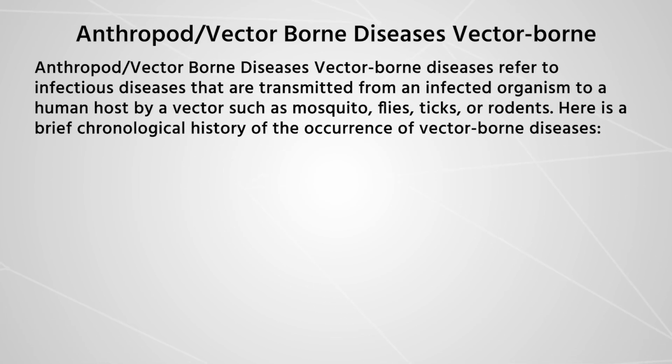Another type of communicable disease is arthropod or vector-borne diseases. These diseases refer to infectious diseases that are transmitted from an infected organism to a human host by a vector such as mosquitoes, flies, ticks or rodents. Here is a brief chronological history of the occurrence of vector-borne diseases in the world.